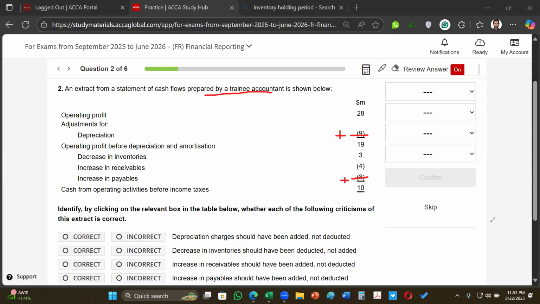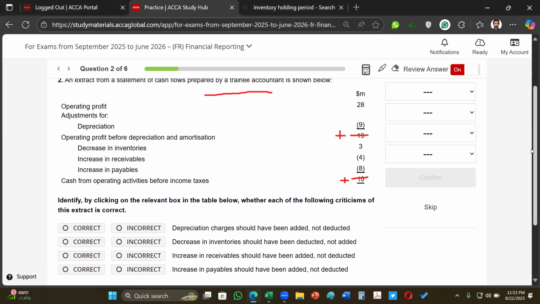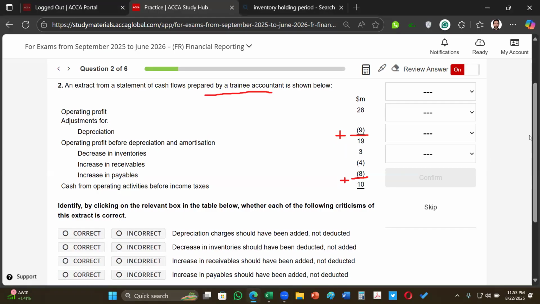So let's look at the options here. The first one that we have is, depreciation charges should have been added. Now that is correct. The decrease in inventories should have been deducted. When the inventories decrease, that means the cash is released, because inventory is only decreased when it is sold. So the cash should come up. So that's a positive thing.